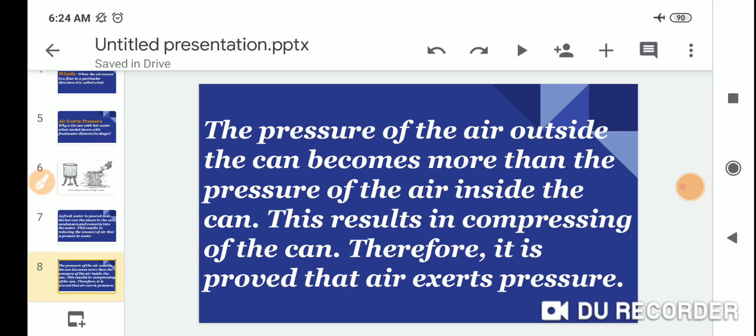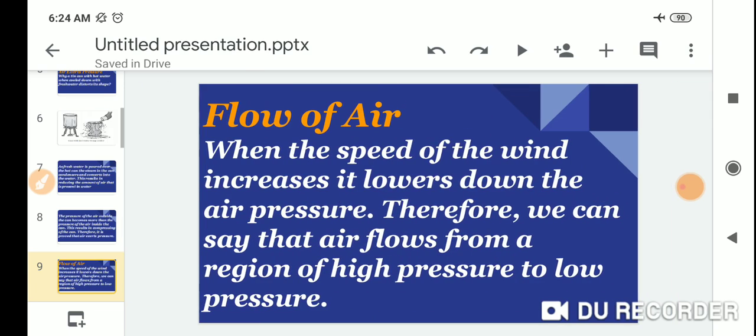The pressure of the air outside the can becomes more than the pressure of the air inside the can. This results in the compressing of the can. Therefore, it is proved that air exerts pressure.